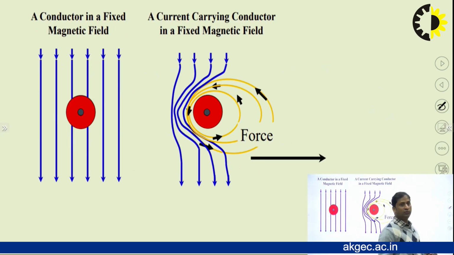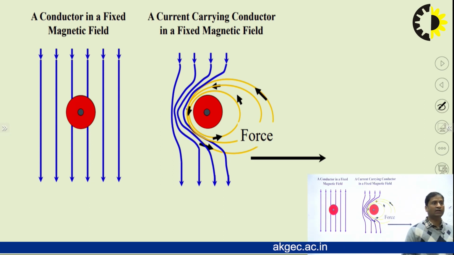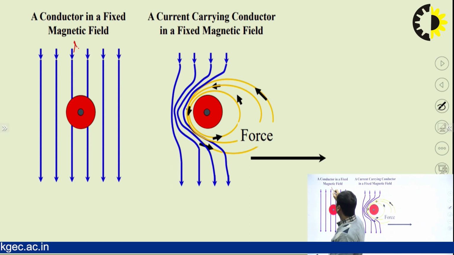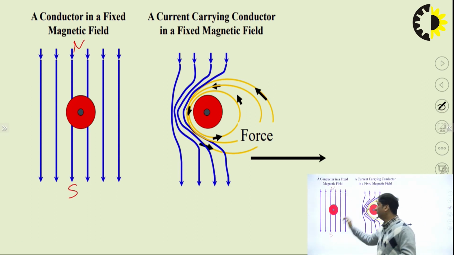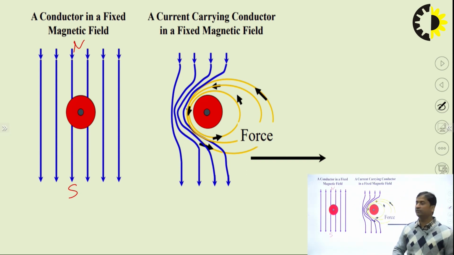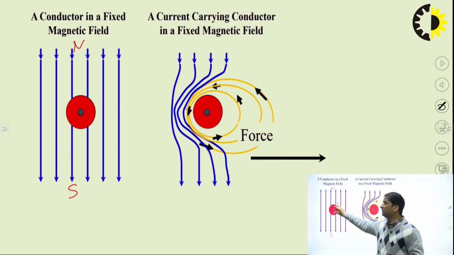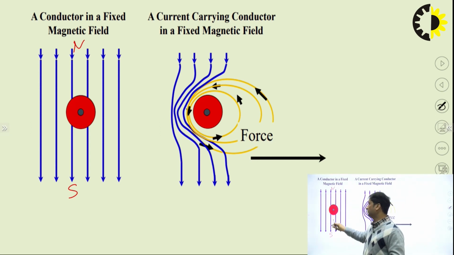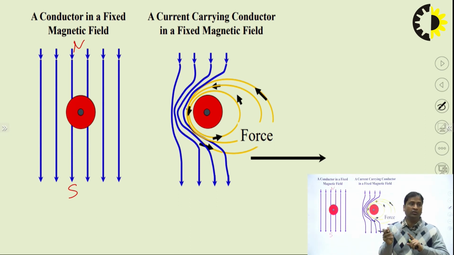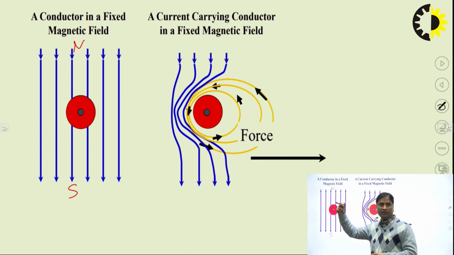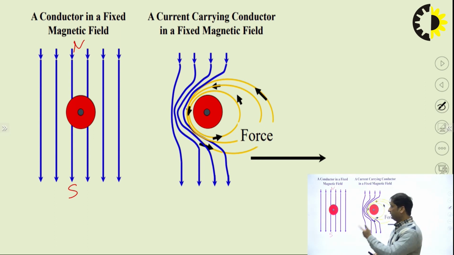Now suppose that a conductor is there. Let us understand this in more detail. Suppose the field is such that this is the north and this is the south, so this is the direction of the field, and a current carrying conductor is lying in the field. We know the concept of dot and cross: the dot means the current is coming outside the paper.